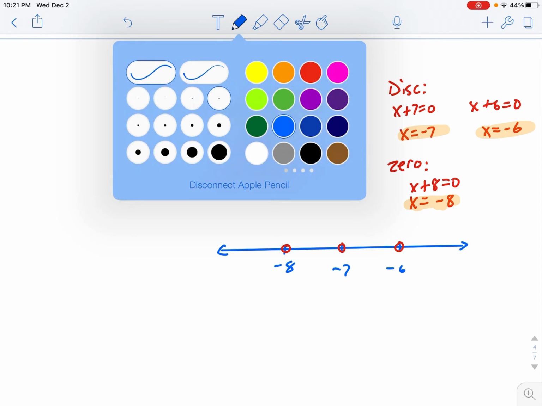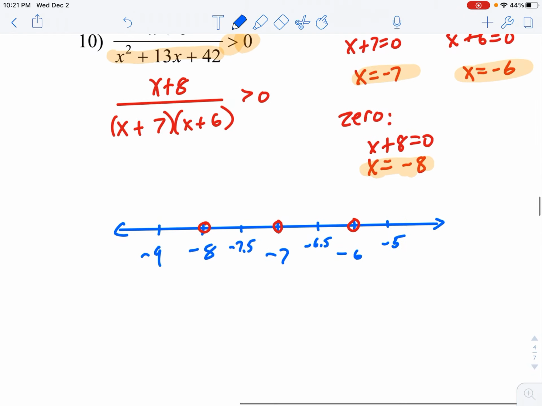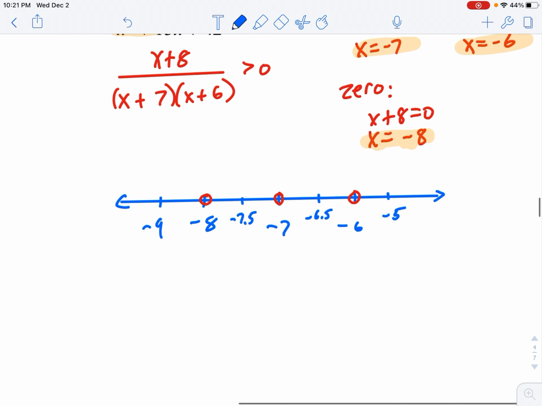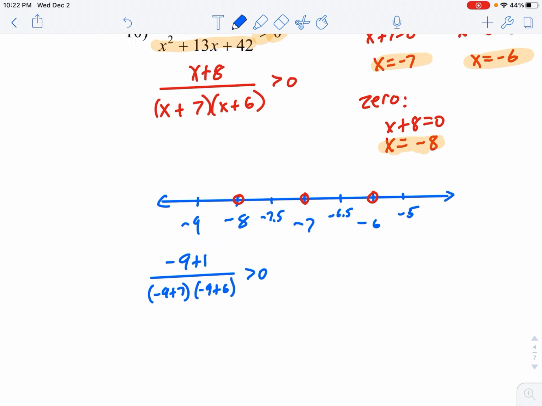Let's pick some test points. Negative 9 is good. Looks like negative 7.5, negative 6.5, and how about negative 5? All right, this is going to be a little bit of work, but we can do it. Let's plug negative 9 in. That's negative 9 plus 1 over negative 9 plus 7, negative 9 plus 6. Is that greater than 0?